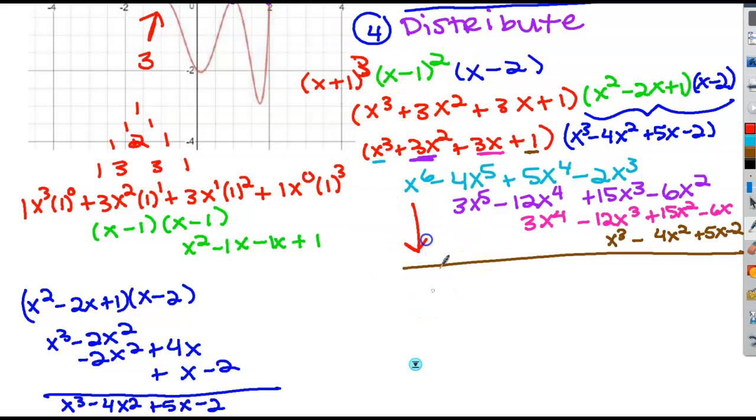And now I'm about to just combine my like terms. I have x to the 6th minus x to the 5th. Let's see, minus 8x to the 4th, plus 2x to the 3rd, plus 5x squared minus x minus 2.